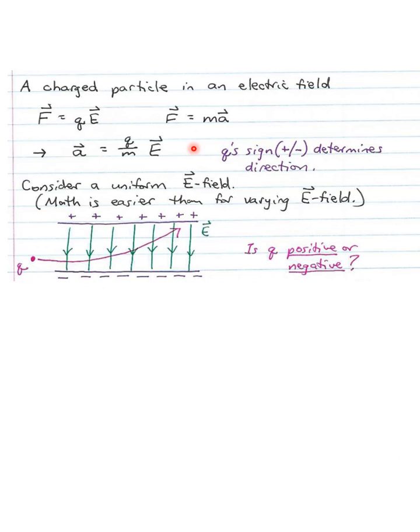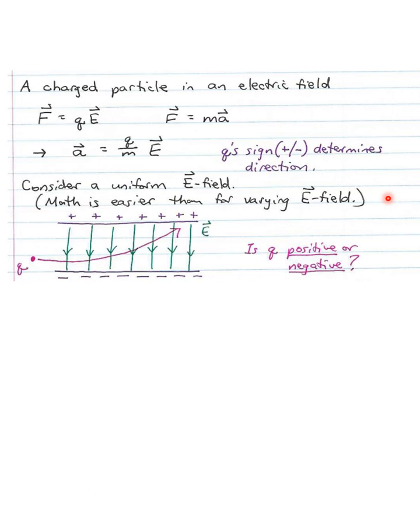Let's consider a uniform electric field, and I do that just because the math is easier than for a varying electric field. So here we have a parallel plate capacitor setup. We have the positive plate on the top and the negative plate on the bottom so that it's a uniform electric field with the field lines pointing straight down. And we send a charge, we shoot it horizontally through from the left, and you see that it curves upward.